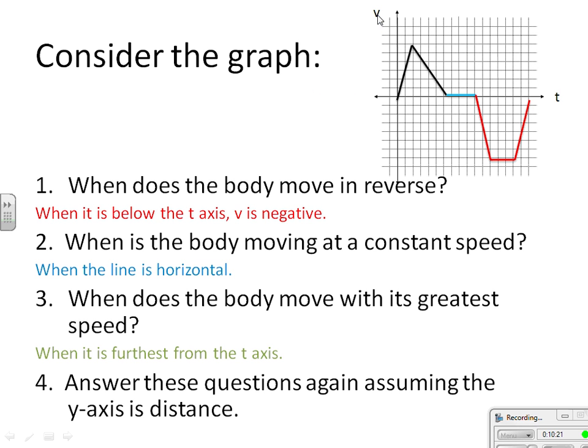Okay, just picture up here, this is distance on the y-axis. So when does the body move in reverse? Okay, so if the object is moving in reverse, that means the slope needs to be negative if we're looking at a distance graph. So this portion here has a negative slope, which means the distance is getting closer and closer to the starting point. It seemed like it was moving in the positive direction initially, stopped and turned around, and then it moved in the negative direction.